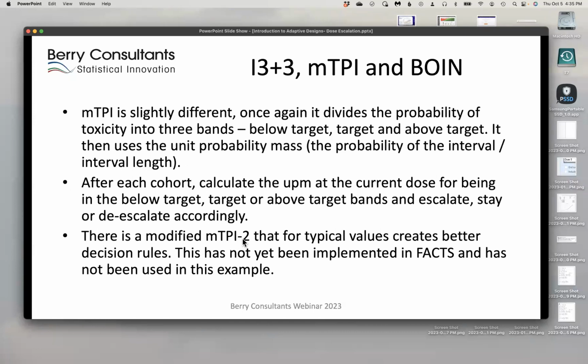There is a second version of MTPI, MTPI2, that is claimed to create better decision rules for typical values. We haven't implemented that in FACTS at the moment, and so I haven't used MTPI2 in the example.